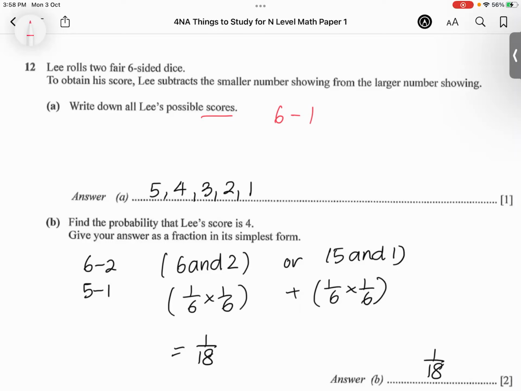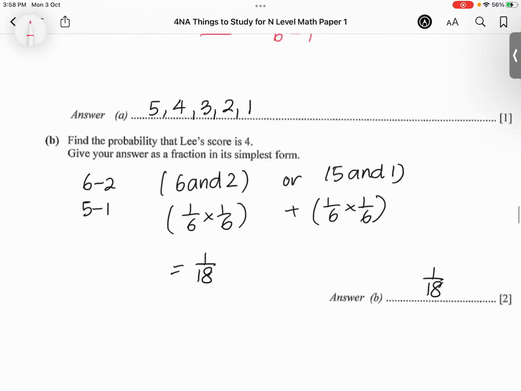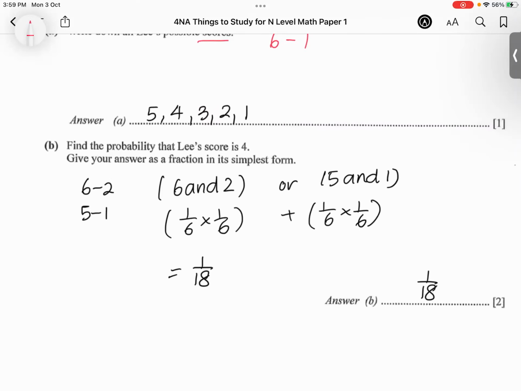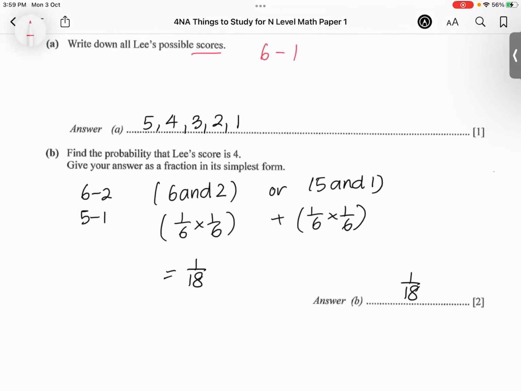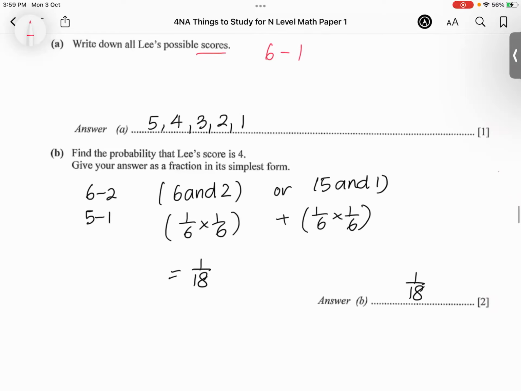Okay, so now the next part says, I want the probability of getting a score 4. To get a score 4, either you have 6 minus 2 or 5 minus 1. That means I need to get a 6 and 2 or 5 and 1. Then 1 over 6 times 1 over 6. Then all means add together. So n, we multiply or we add. Okay, give me a minute. They just say bigger minus smaller number. This question never say which one comes first, so it doesn't really make a difference.